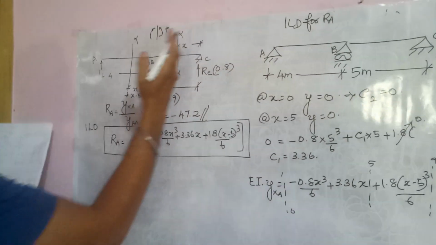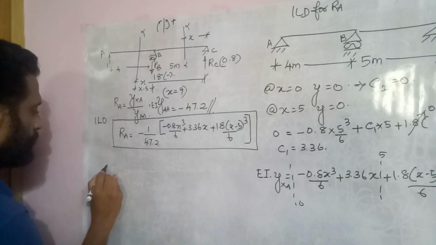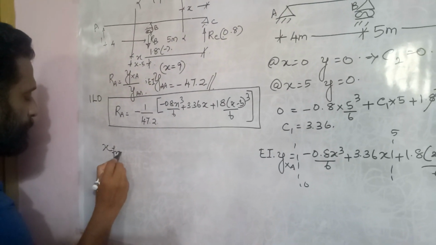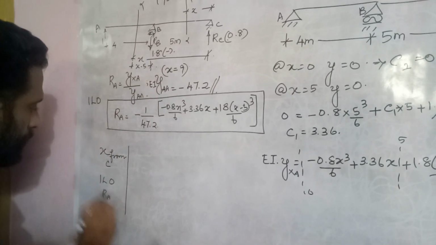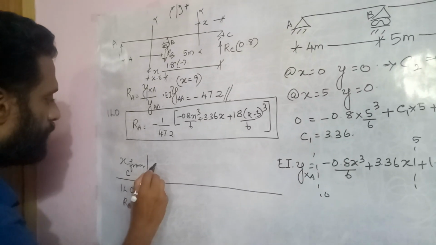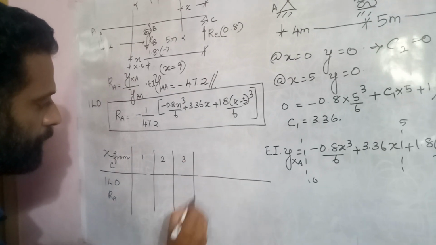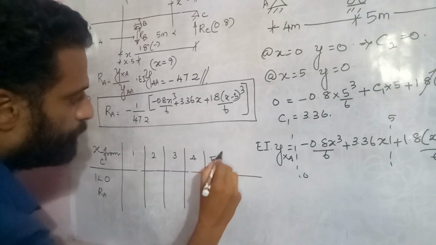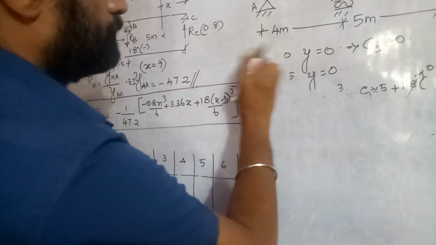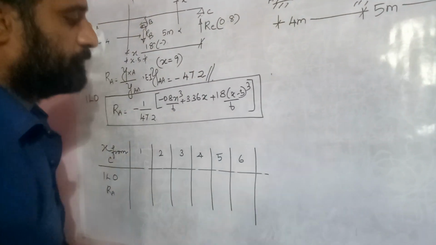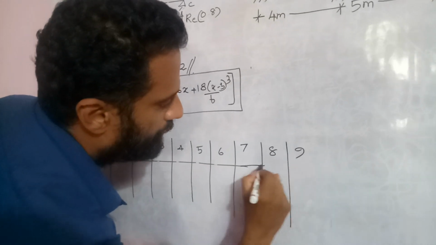We need to substitute the x distances, 1 meter, 2 meter, 3 meter, 4 meter from x, and I am finding out the IL plots. So x from C and ILO for RA. So this is 1, 2, 3, 4, 5, 6, 7, 8 and 9. Okay.